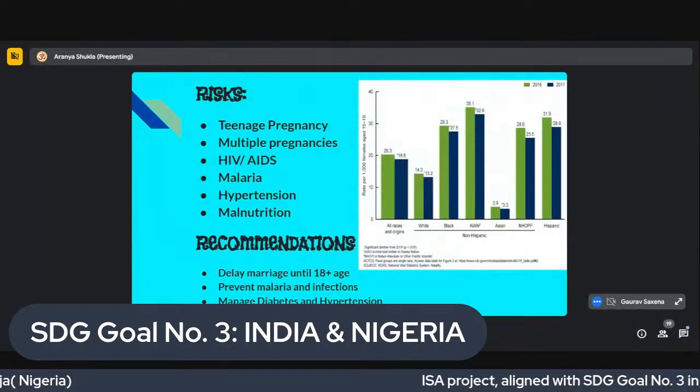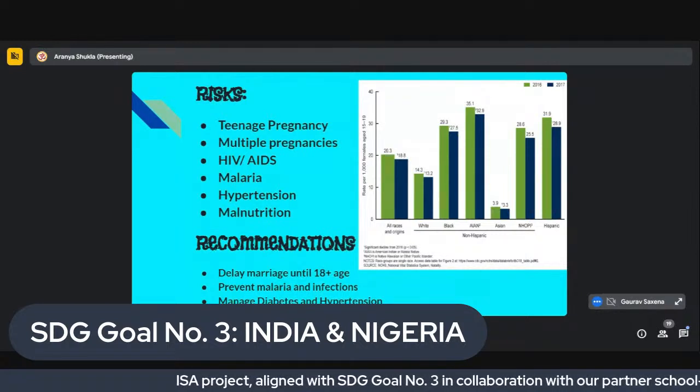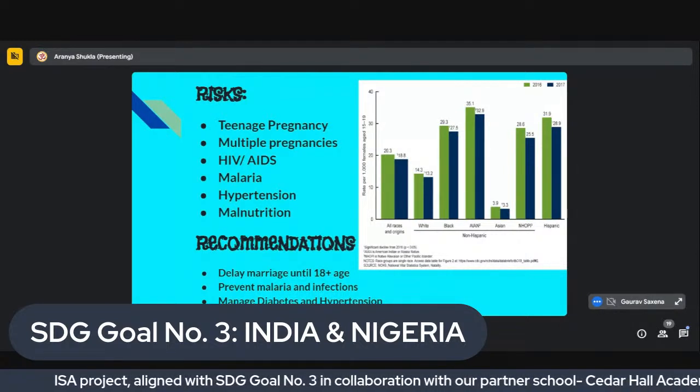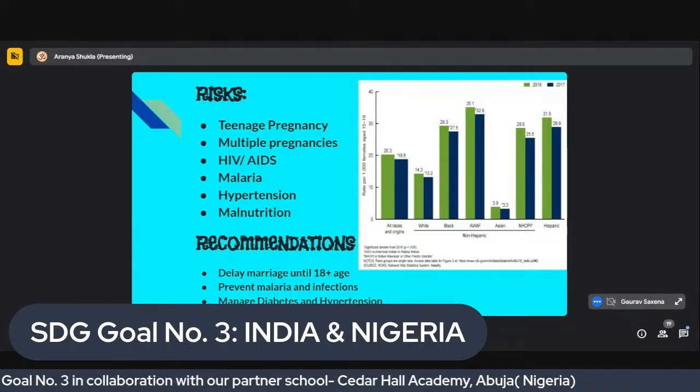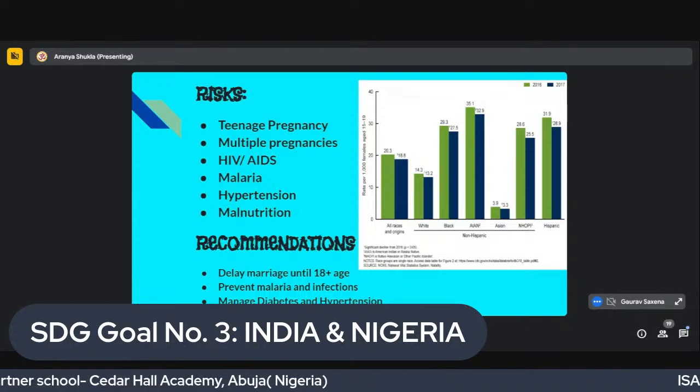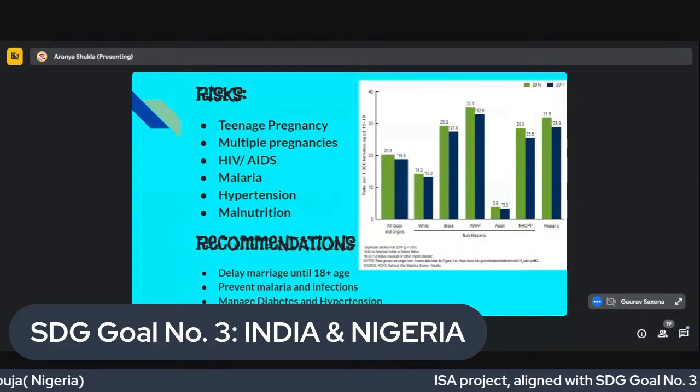Risks: teenage pregnancy, multiple pregnancies, HIV, AIDS, malaria, hypertension, malnutrition. Recommendations: delay marriage until 18 plus age, prevent malaria and infections, manage diabetes and hypertension.